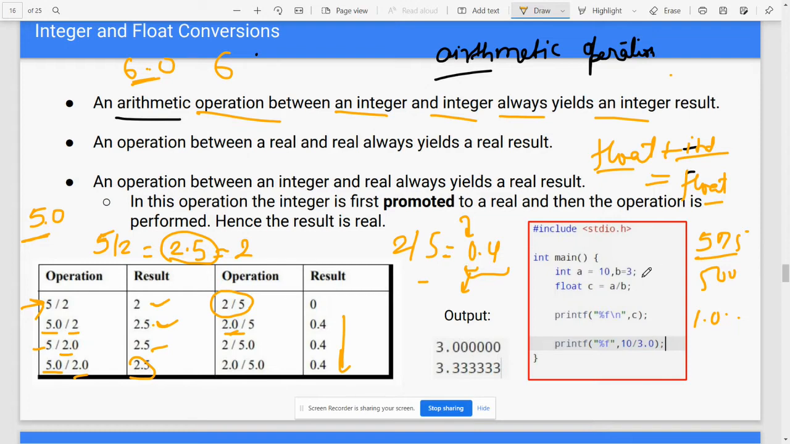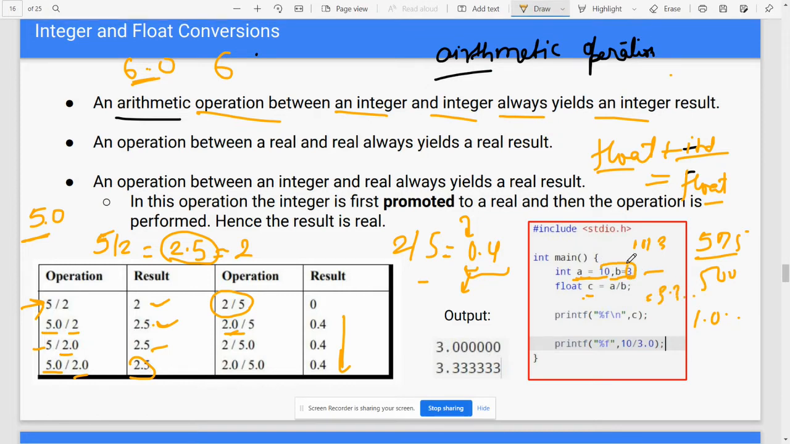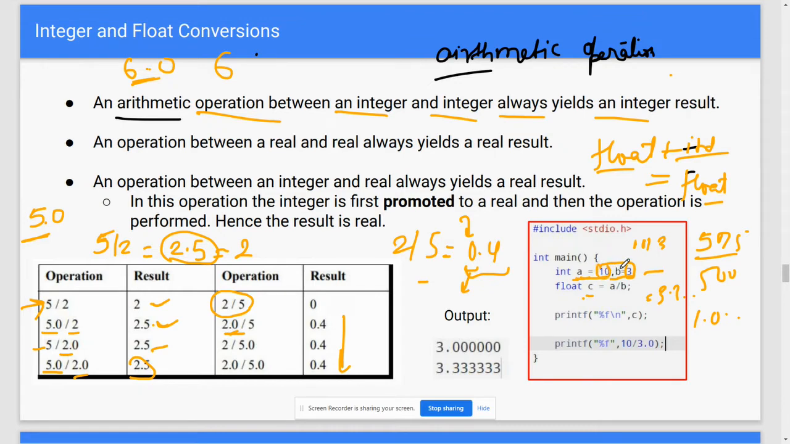Let's say I have defined a equal to 10 and b equal to 3, and I have defined c as a float. Since a and b are integers, when you divide 10 by 3, it would give something like 3.3333, but since the operation is conducted between two integers, the result is always going to be an integer. That's why when you print c, you will get the output 3 point something, obviously 3, because I have stored this in a float.